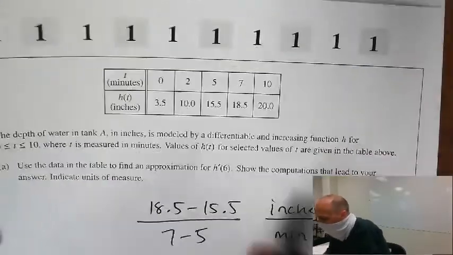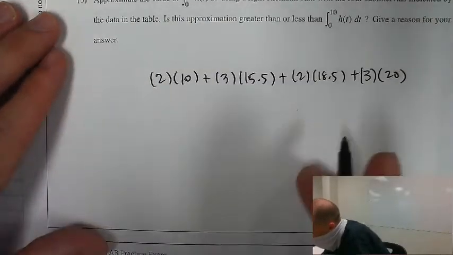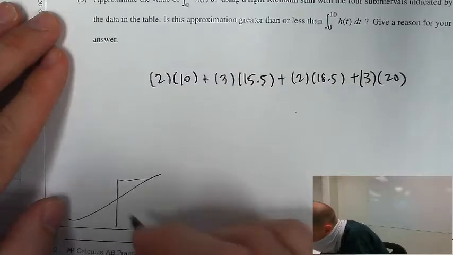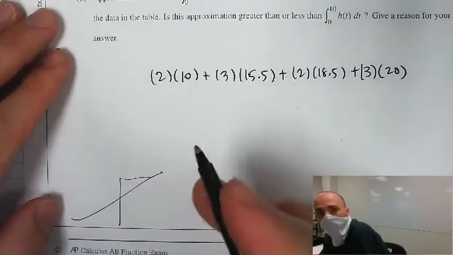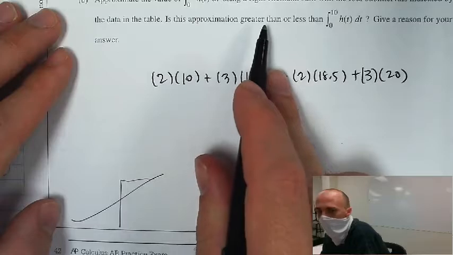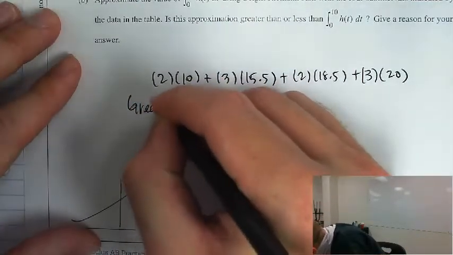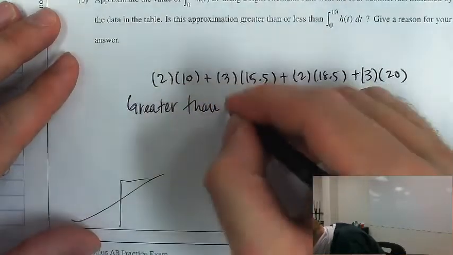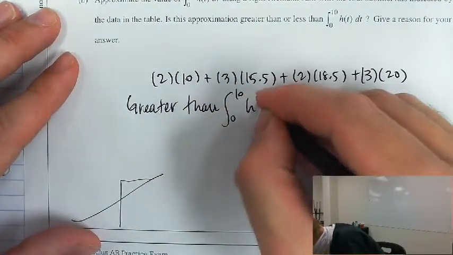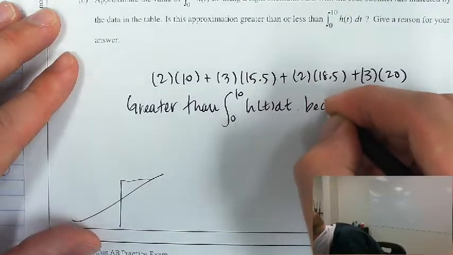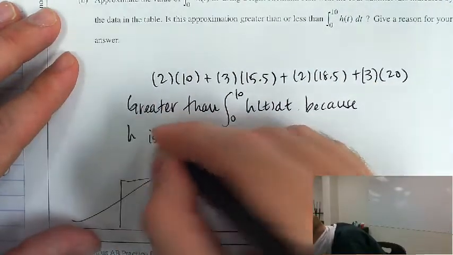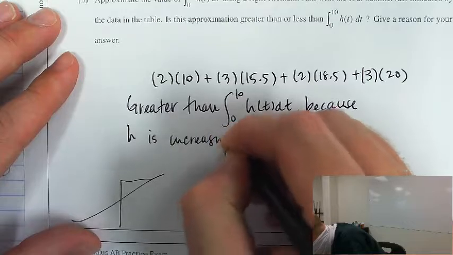Is this greater than or less than the true value? Well, they told me that h is increasing. And we're using a right Riemann sum. So draw an increasing function, draw a right Riemann sum. You can tell it's an overestimate. This is greater than. I want to answer the question directly. I'm not going to say it's an overestimate when they ask me if it's greater than or less than. This is greater than the true value of the integral from 0 to 10 of h dt, because h is increasing. Okay, that's cool. Save that paper.